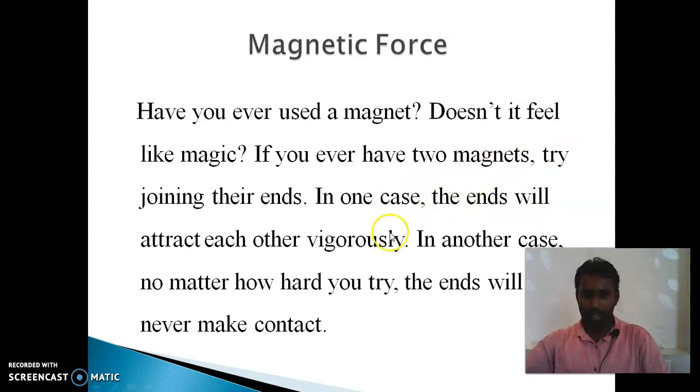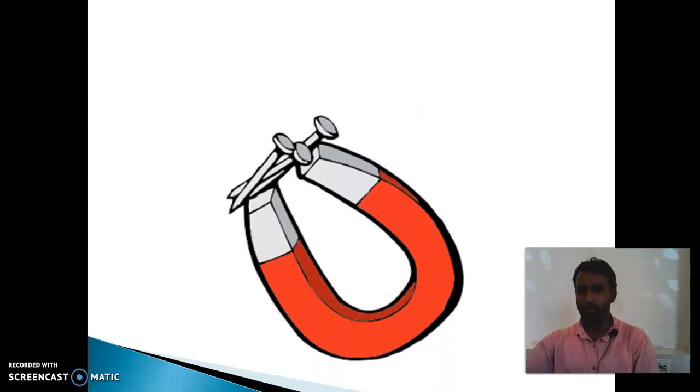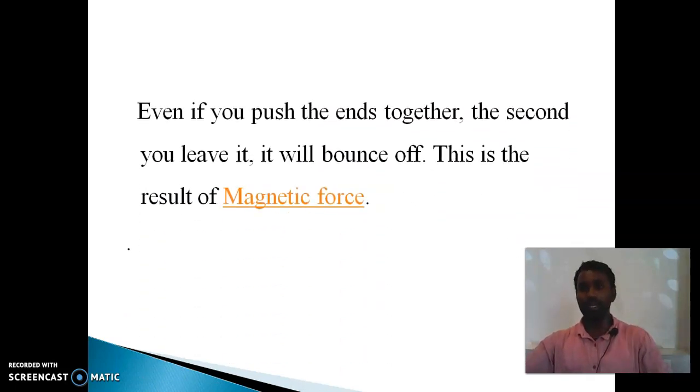Okay, so in another case, no matter how hard you try, the ends will never make contact. What kind of magnet is it? It's called a horseshoe magnet. Different kinds of magnets are also present: horseshoe magnet, bar magnet, and cylindrical magnet. You studied different kinds of magnets in 6th standard, right? Even if you push the ends together, the second you let go, they will bounce off. This is the result of magnetic force.